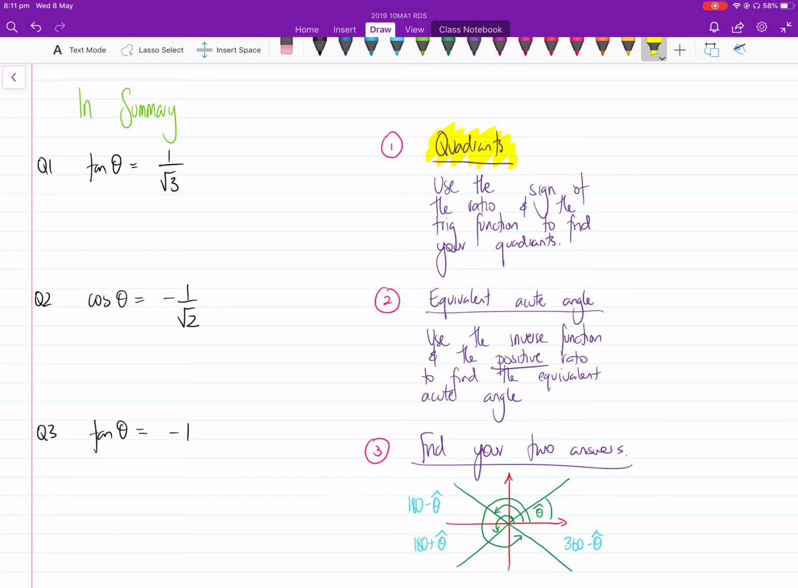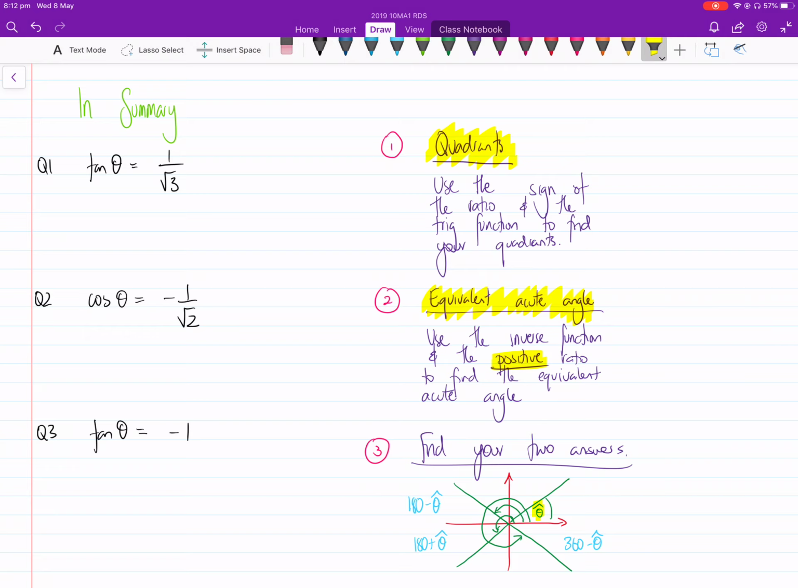Once you've done that, you need your equivalent acute angle, and that's where we use inverse functions to find what the equivalent acute angle is, remembering that in order to use your calculator for this, you always need to use the positive ratio. The next one is you find your 2 answers, and that uses this diagram down the bottom here, where if we have the equivalent acute angle, which is theta hat, then to find our angles in the second, third, and fourth quadrant, we use 180 minus theta, 180 plus theta, and 360 minus theta.